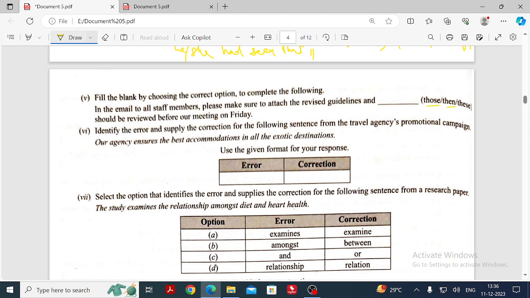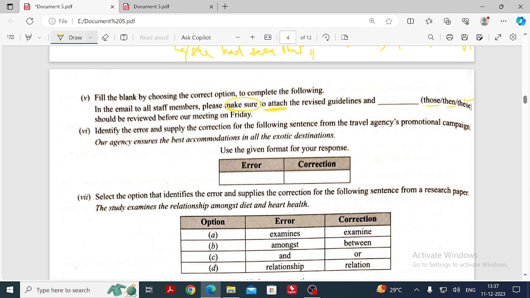So please confirm whether it is correct, and make sure to attach the revised guidance, past line. The very first one they have considered as a present form, right? So what should be the answer? These only, not those. These should be revised before our meeting on Friday.